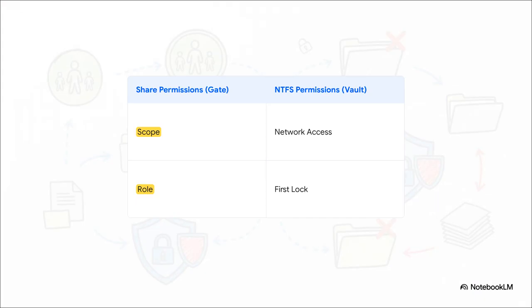This right here is the key to the whole thing, the double lock system. Think of it like this. Share permissions, that's the security guard at the main gate of the property. They only care about who's coming in from the network. But once you're on the property, they don't really follow you around. That's where NTFS permissions come in. That's the heavy-duty lock on the vault door itself, controlling the actual files on the disk. To get to the payroll file, a user has to get past both.